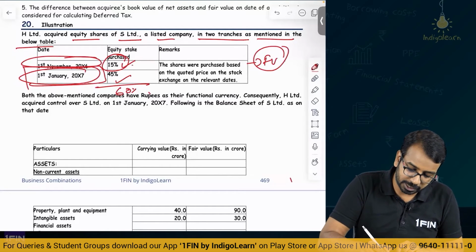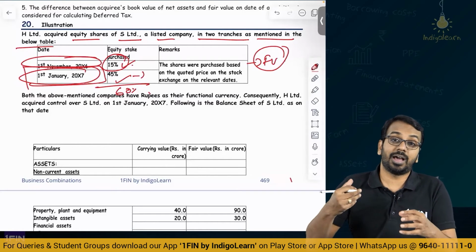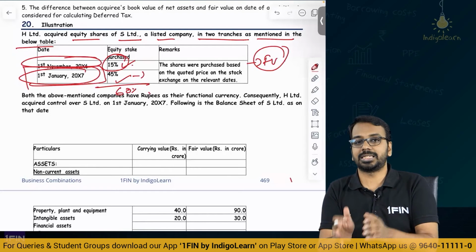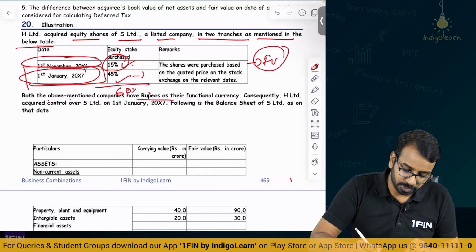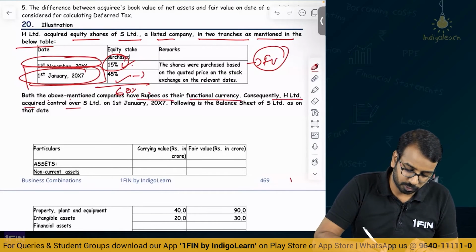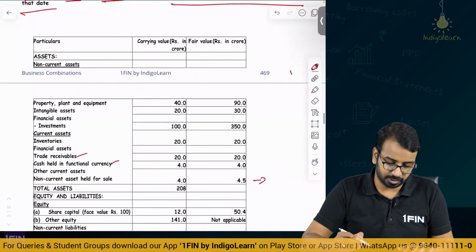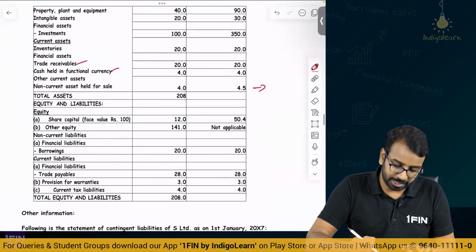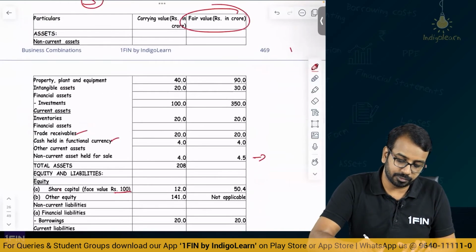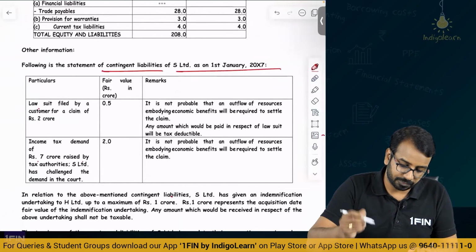Then fair value of this plus whatever is paid here, that becomes my purchase consideration. Then I will add value of NCI to that. That I will compare with net assets to calculate goodwill or capital reserve, right? Both the above mentioned companies have rupees as their functional currency. H Limited acquired control on 1st of January. Even if they don't say, you should be aware of it. Following is the balance sheet as on that date. So the balance sheet of only the subsidiary is given, all the assets have been given, and share capital is given, and they have also given the fair value here directly. Okay.